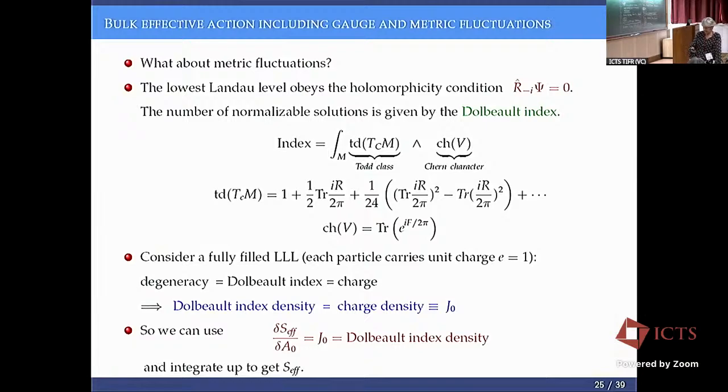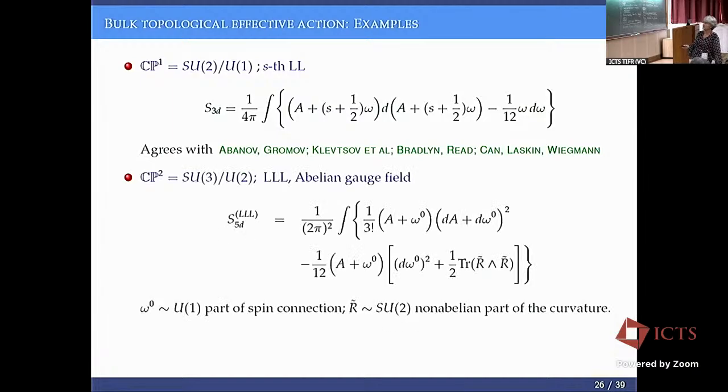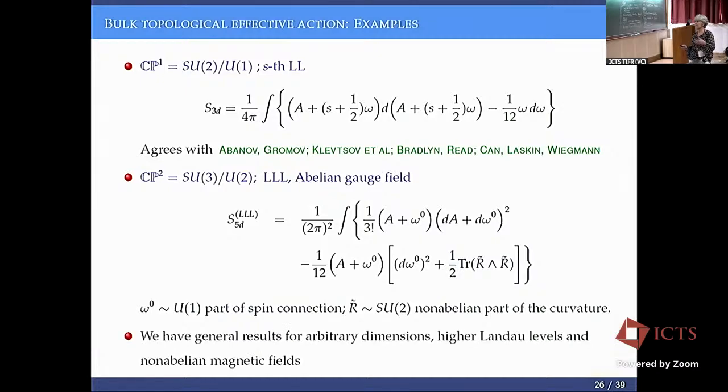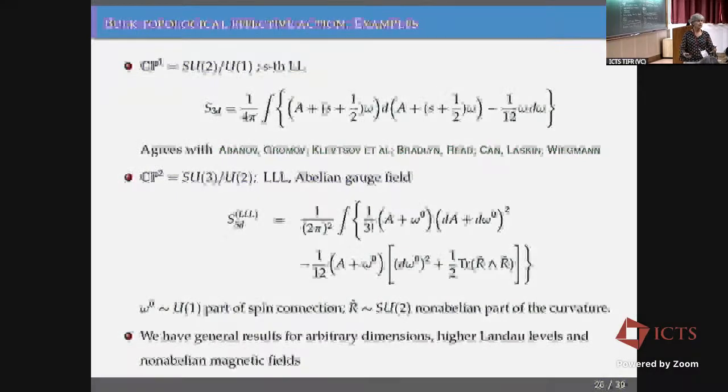So we have done that, and here is what we find for the effective action, which is what people found before, but also we can do it in higher dimensions. This is the case of CP2, which is SU3 mod U2, for an abelian gauge field, and we find this effective action. Omega 0 is the U1 part of the spin connection. There is also an SU2 non-abelian part here. But we can do that for arbitrary dimensions, higher Landau levels, non-abelian magnetic fields. It's a general procedure. Starting from an index theorem, we can construct all these effective actions.